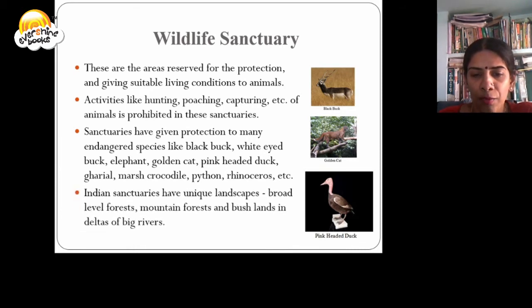Indian sanctuaries have unique landscapes: broadleaf forest, mountain forest, and bushlands in deltas of big rivers. These are the places where we can see the sanctuaries.